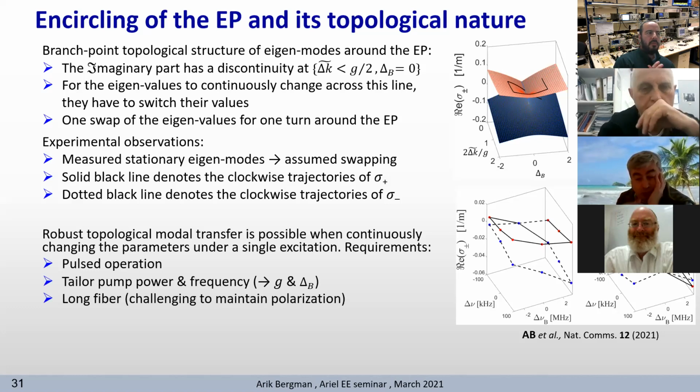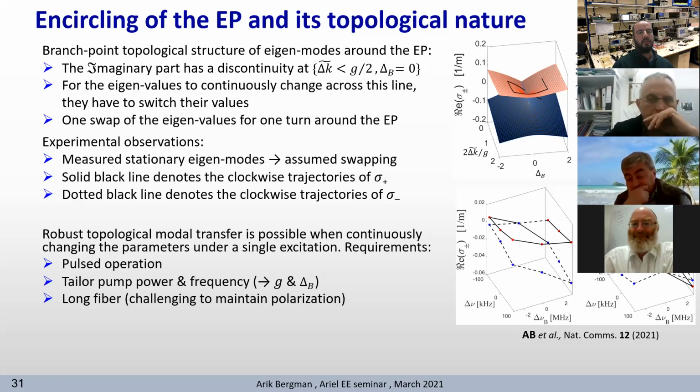A robust topological mode transfer is nonetheless possible in our system if we continuously change the parameters under a single excitation. For this, we will need to pulse the probe modes. We will also have to tailor the pump power and frequency to execute a closed control loop in the parameter space. To do it adiabatically, we will also need a longer fiber, which makes it challenging to maintain the polarization. Therefore, it offers no practical advantage to build such a system in the fiber.